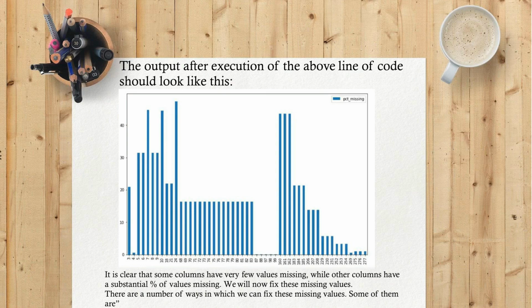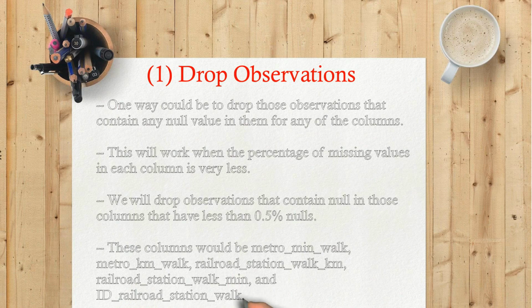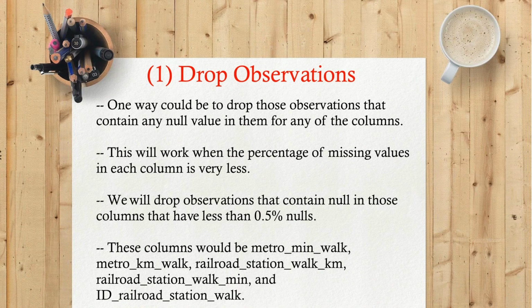There are a number of ways in which we can fix these missing values. Some of them are: 1. Drop observations. One way could be to drop those observations that contain any null value in any of the columns. This will work when the percentage of missing values in each column is very less. We will drop observations that contain null in those columns that have less than 0.5% nulls. These columns would be metro_min_walk, metro_km_walk, railroad_station_walk_km, railroad_station_walk_min, and ID_railroad_station_walk.